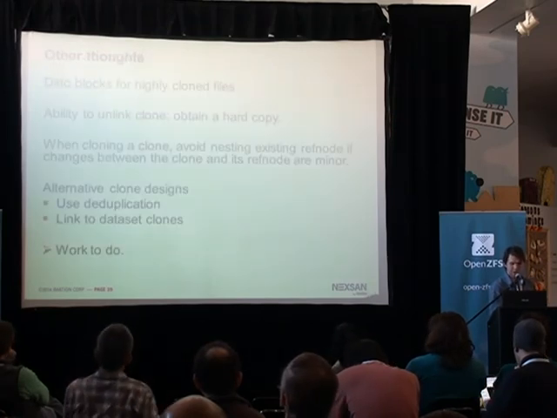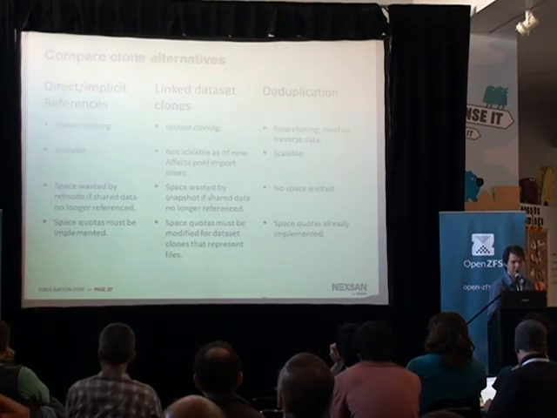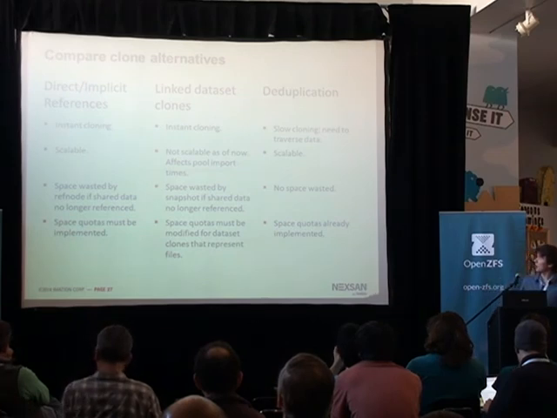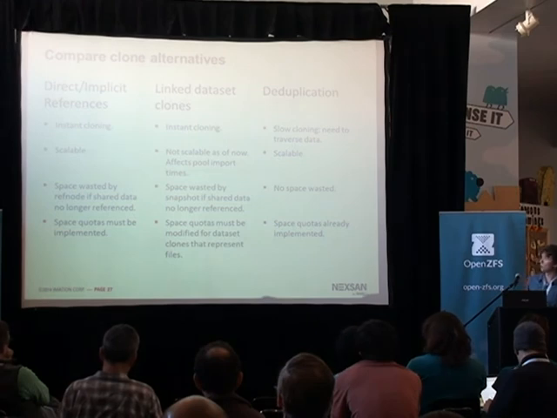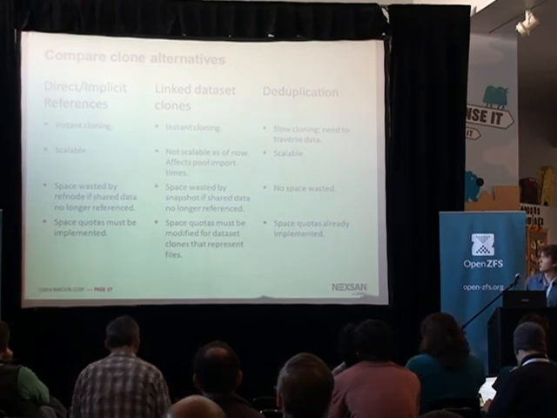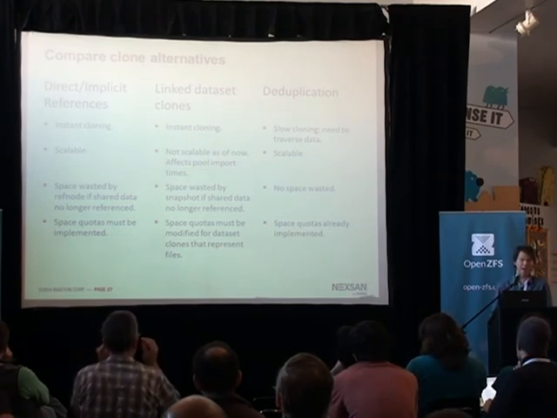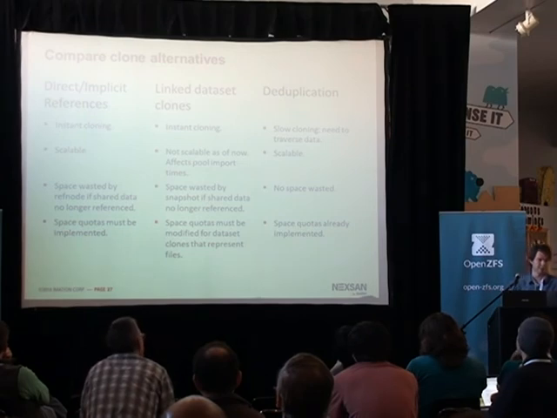So there are some other thoughts which we're going to skip. There are some potential features we want to add to it. And finally, we have some comparing of other clone alternatives. So deduplication here is just to show that it solves some of the problems, but it's not a viable option for implementing the API because it's not instant.